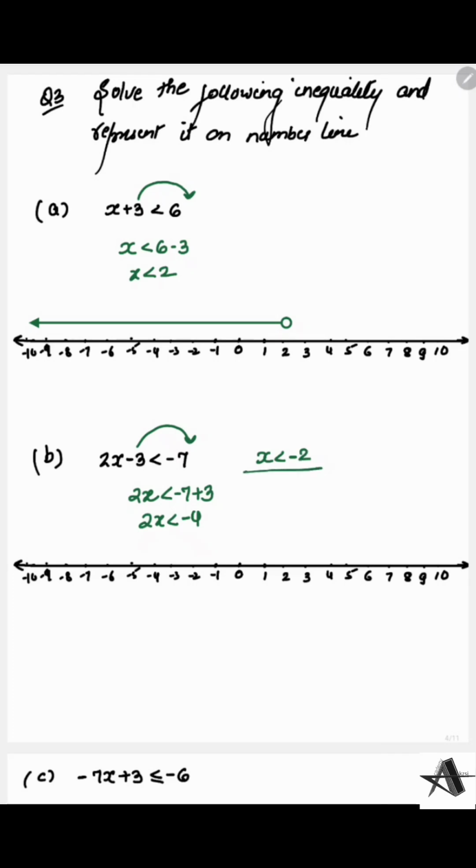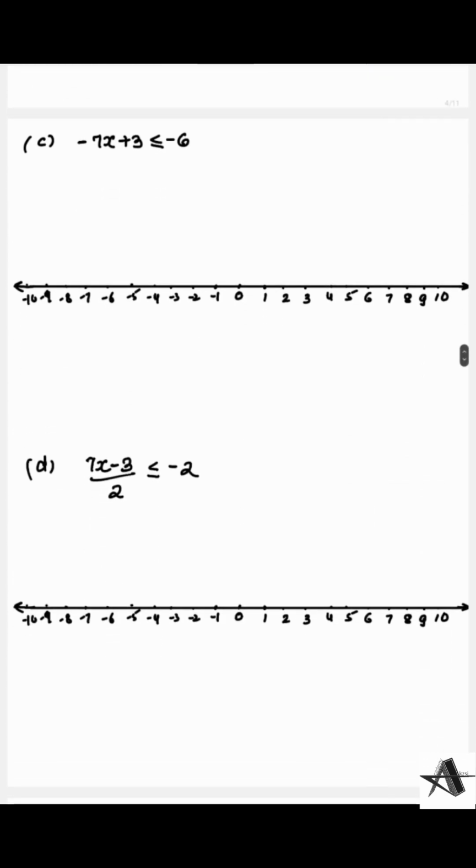That means I have to draw a circle at negative 2, and because x is lesser than it, obviously the lesser means it will go towards the left side. So it will be like this, and it represents the inequality. Moving on to the next one.